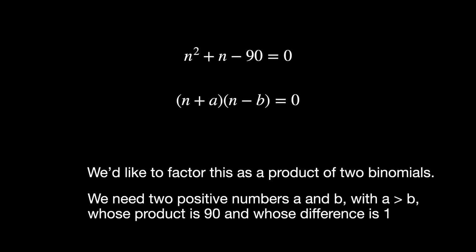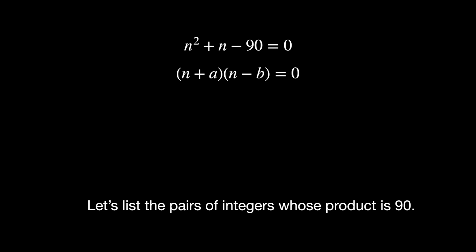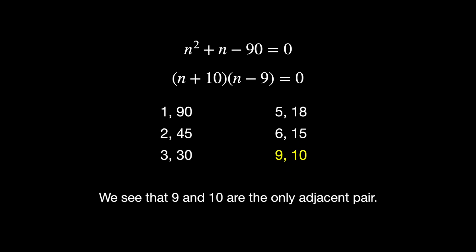We need two positive numbers a and b, with a bigger than b, whose product is 90 and whose difference is 1. So let's list the integers whose product is 90. We see that 9 and 10 are the only adjacent pair. So in fact, n squared plus n minus 90 must be n plus 10 times n minus 9.